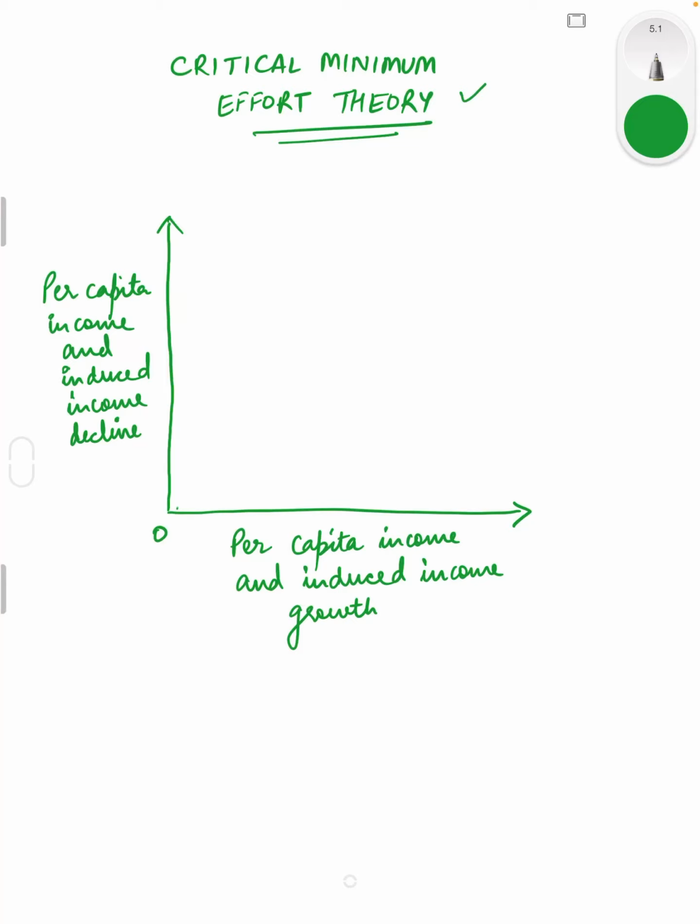Alright students, when we have to talk about critical minimum effort theory and represent it diagrammatically, along the OX axis you will be taking two sets of axes. Along the OX axis you will be showing per capita income and induced income growth, and along the vertical or Y axis you will be taking per capita income and induced income decline. So basically along the X axis, induced income growth shows the impact of stimulants, and along the Y axis, the induced income decline shows us the impact of the shocks.